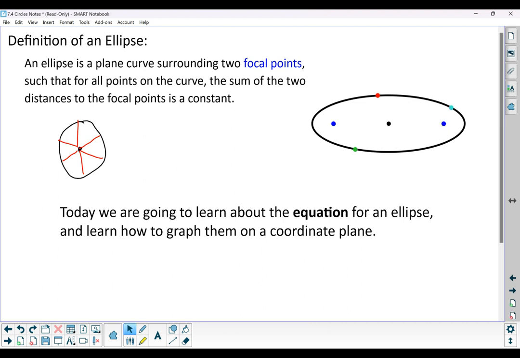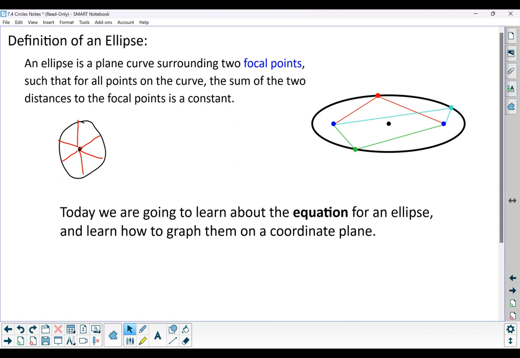So we have these two blue points, they're called the focal points. And if I take a point on the edge of the ellipse and I measure these two distances, the sum of those two distances is always the same. So if I add the little green piece to the little green piece, it's equal to the two red segments added together, and that's also equal to the two turquoise segments added together. Every point on the edge of this ellipse has that same sum. An ellipse is symmetric, though, so it does still have a center, and that's what the black point is. So it is symmetric about the center.